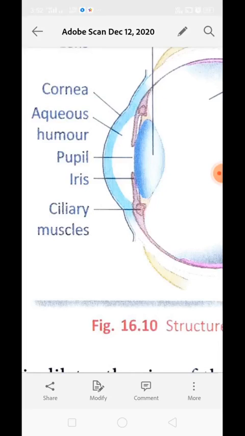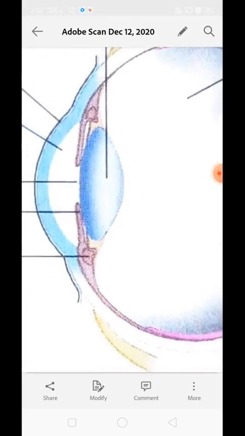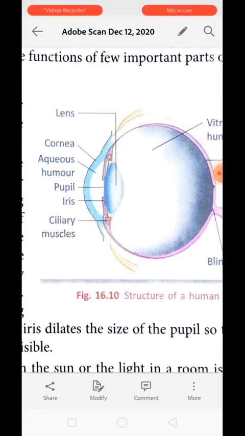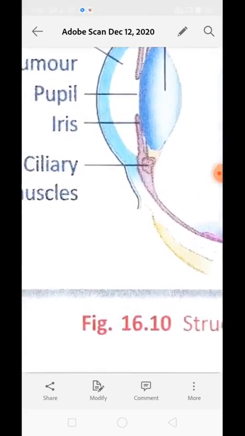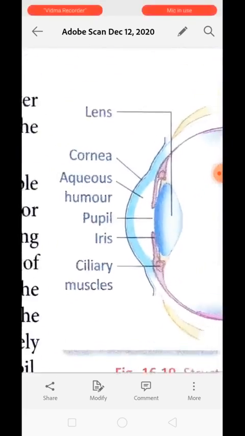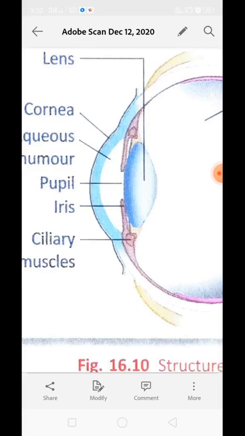This eye lens is basically made up of transparent crystalline, jelly-like material. You can see this is the eye lens, made up of transparent jelly-like material which is held in its position with the help of ciliary muscles. Ciliary muscles are attached at the bottom and upper end. They are present in a circular fashion, so the ciliary muscles keep the eye lens intact at a position by holding it properly from all sides.